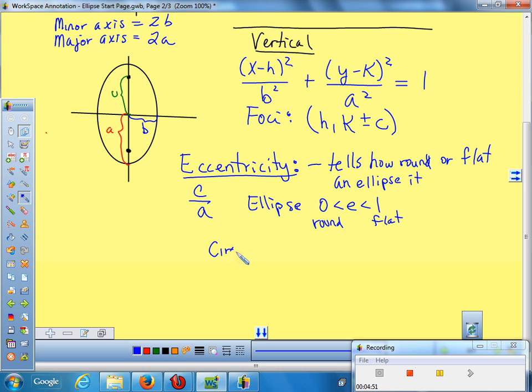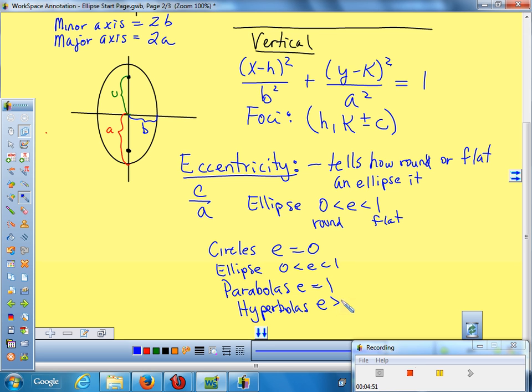Circles. Given this, what do you suppose a circle's eccentricity is? 0. Circles have an eccentricity of 0. The ellipses are between 0 and 1. Which shape do you think is when it equals 1? You got parabolas and hyperbolas left to choose from. It's parabolas. Parabolas have an eccentricity of 1. Hyperbolas, which we actually haven't learned yet, have an eccentricity that turns out to be greater than 1.